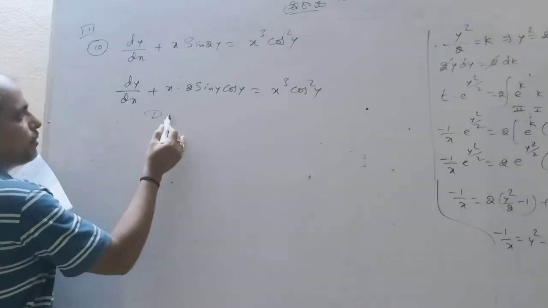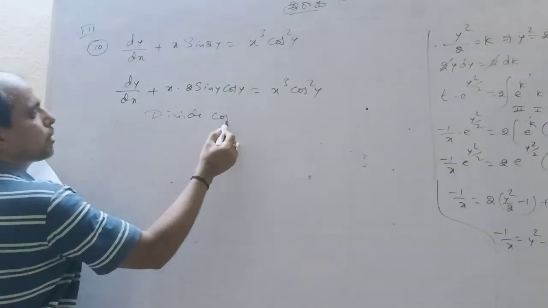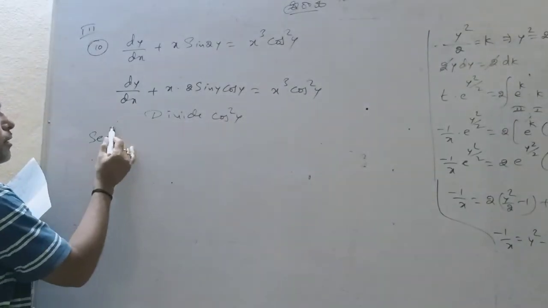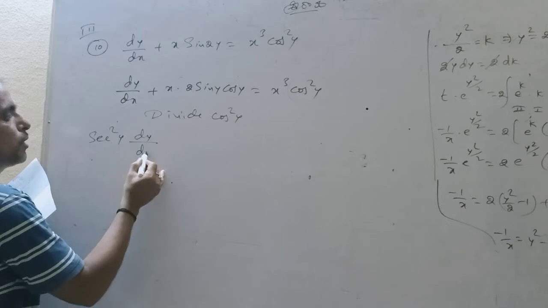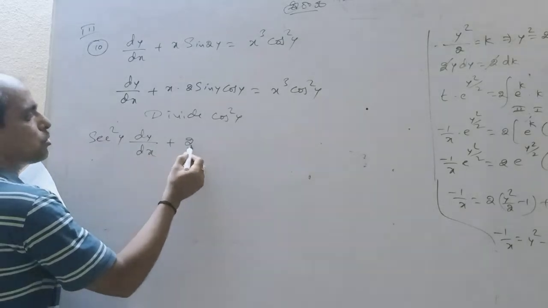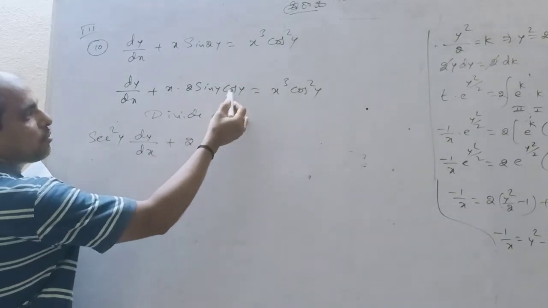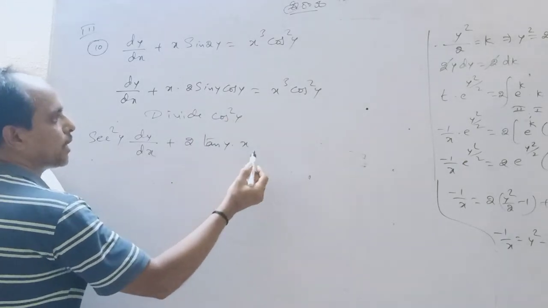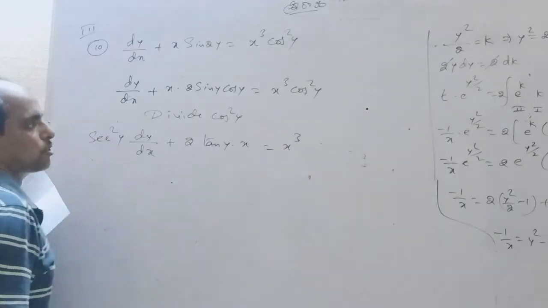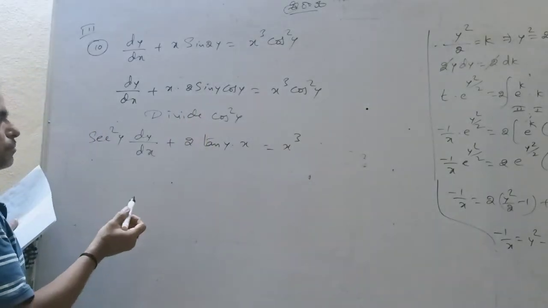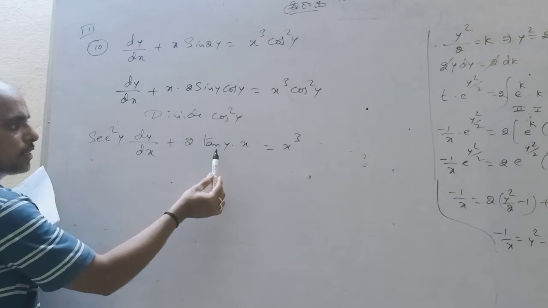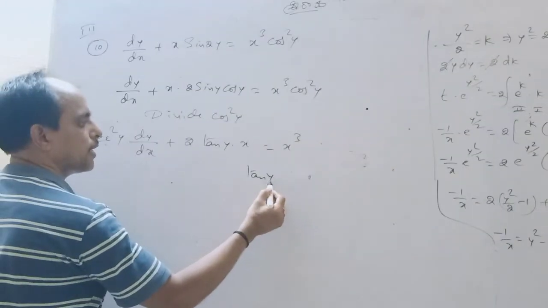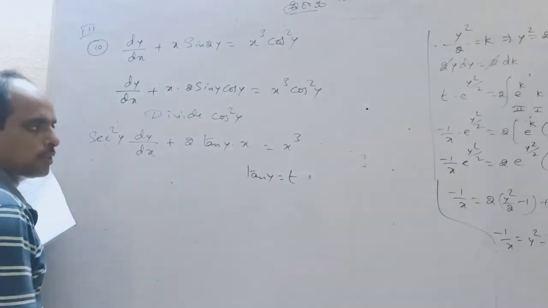Now you divide the entire equation by cos square y. Then you will get secant square y into dy by dx plus 2 into, when we divide by cos square y, one cos gets cancelled, 2 tan y into x is equal to x cube. Now you see, here is a tan y. The derivative of tan is secant square. Now you can take tan y is equal to t.